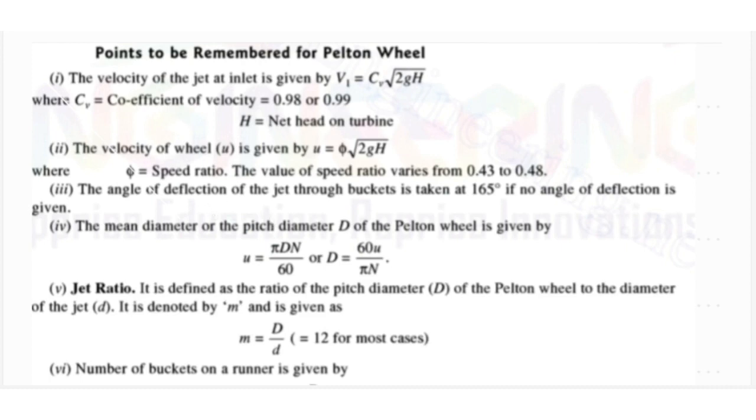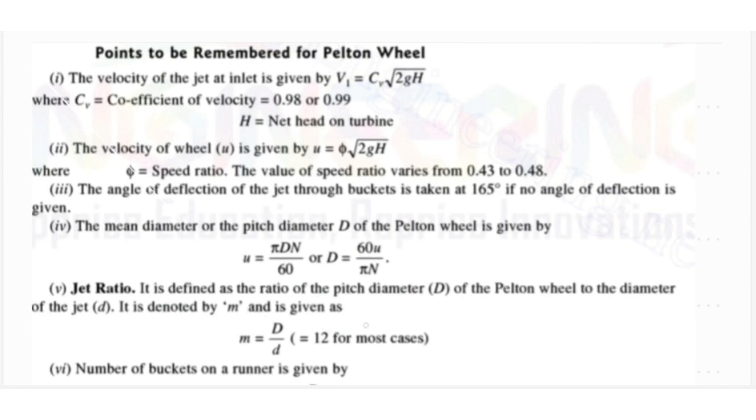So angle of deflection is taken as 165 degree. If no angle is given, we can assume it as 165 degree. The mean diameter or the pitch diameter capital D is calculated by using formula u is equal to pi DN divided by 60. Next is the jet ratio.